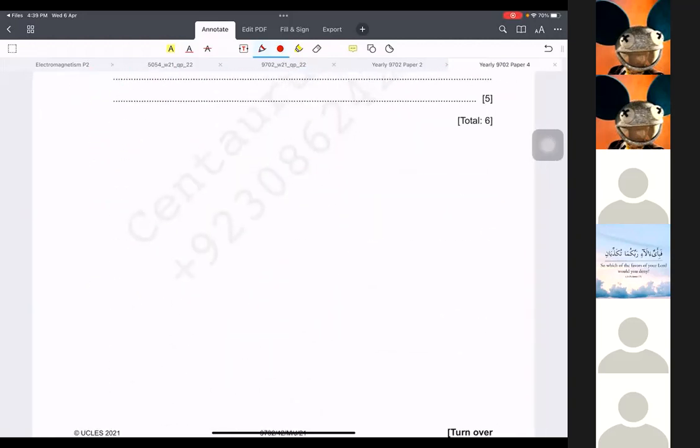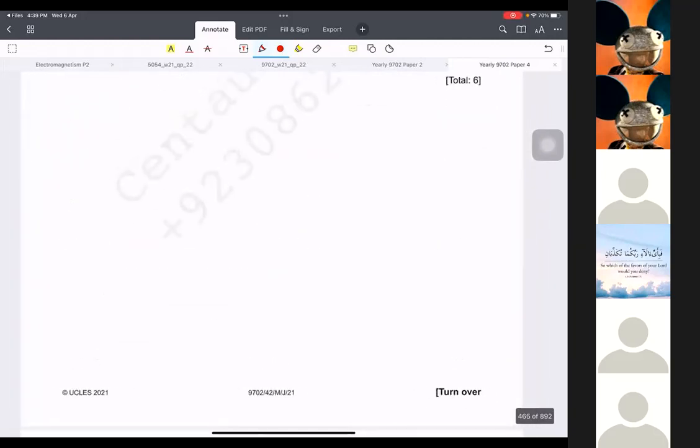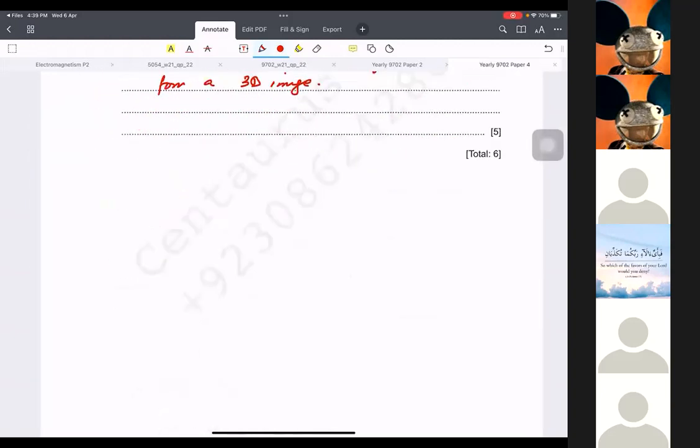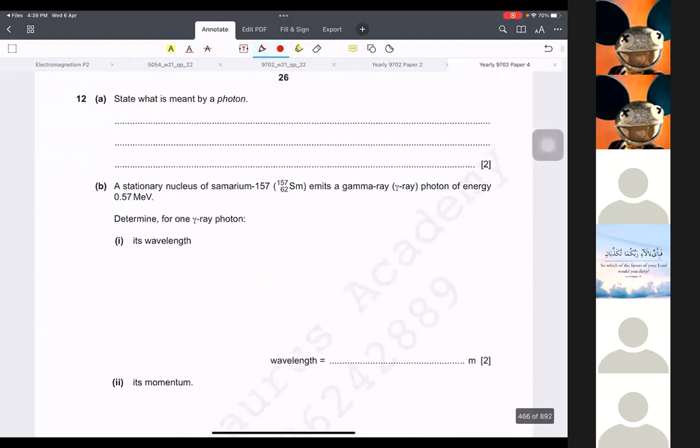Sir? Yes, Lisa. Sir, is it okay to write in bullet points rather than writing the whole paragraph? If I was the examiner, I'd love somebody writing in bullet points. Makes my life so much easier, right? Since you're not an examiner, so what should we do? No, bullet points is good. You should write it.